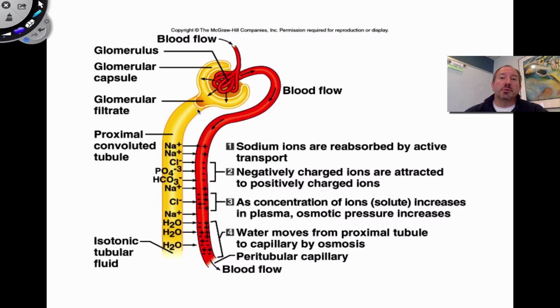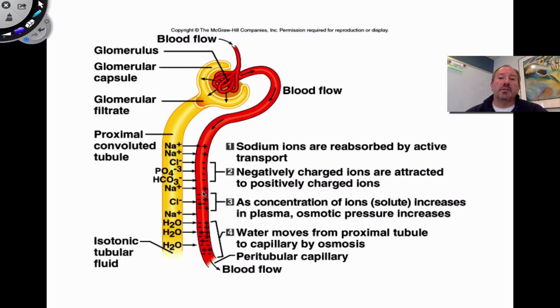Well, in the proximal renal tubule, one of the functions of that is if you can create a positive environment right here, then you're going to attract any of the anions, those are negative ions, such as chlorine or phosphates or bicarbonate ions. Any of these negative ions will come across sort of free because they're attracted to the positive sodium that's already there.